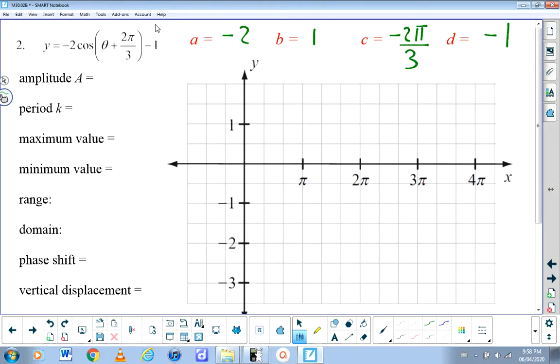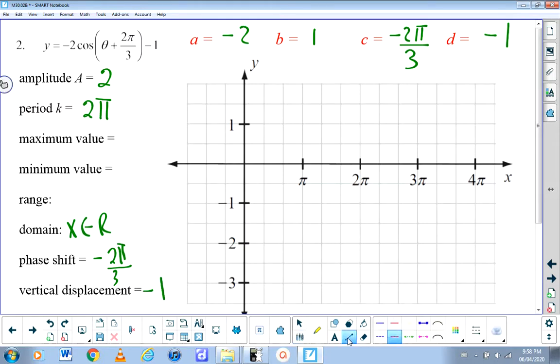So let's fill in as much information as we can based on that. The amplitude is equal to 2. The period, since b is 1, is 2 pi. Let's leave the maximum and the minimum and the range for now. The domain is any real number. The phase shift is what c is equal to. It's -2 pi over 3. And the vertical displacement is the value of d.